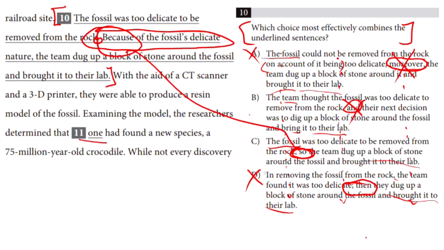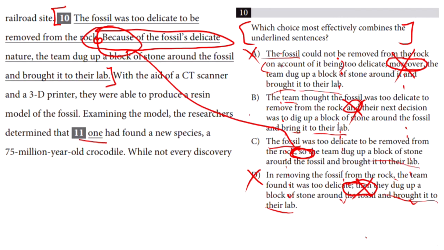And the same problem with D with this word "then." Then can be used in an if-then statement, like if it's raining, then do this. And you could argue that with an if-then structure you do have causation, but in this case the word "then" is being used just to indicate that one thing happened after another, not that one was the cause of the other.